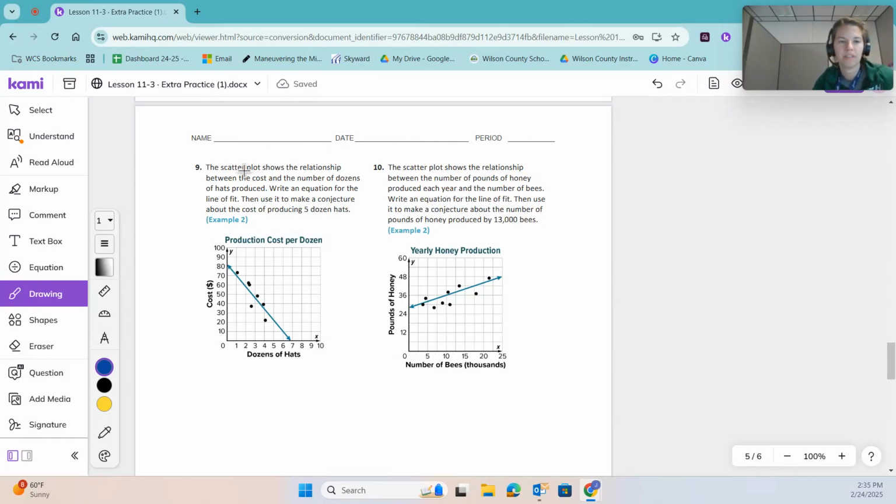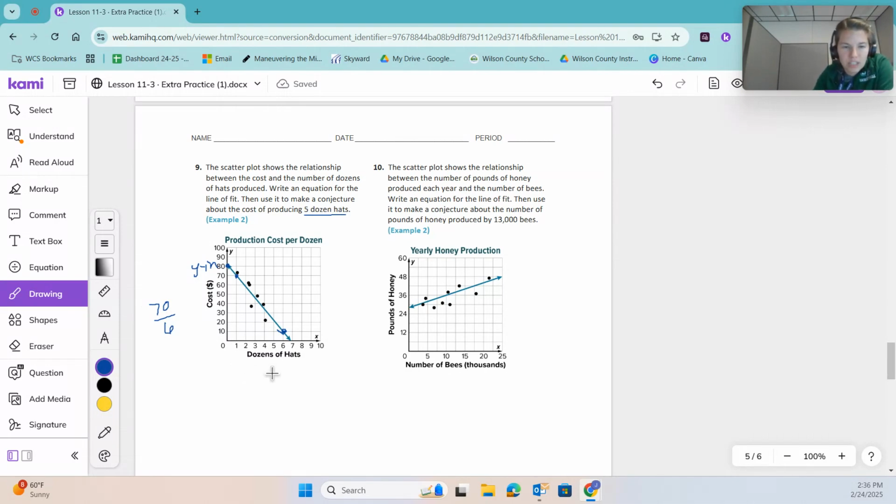These ones are a little bit different. It says the scatter plot shows the relationship between the cost and the number of dozens of hats produced. Write an equation for the line of fit, then use it to make a conjecture about the cost of producing 5 dozen hats. Again, the y-intercept is right here at 80. My slope crosses perfectly here. It goes down 10 over 1. That's maybe not exactly right. This one looks like 80 down to 10, which is down 70 over 6.